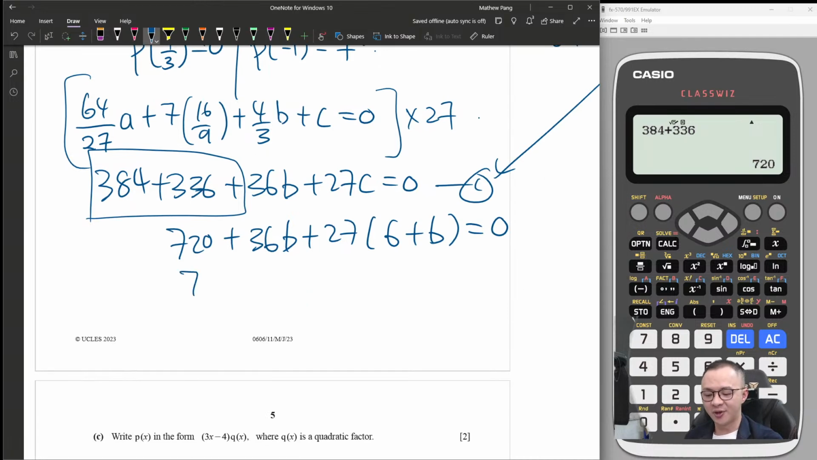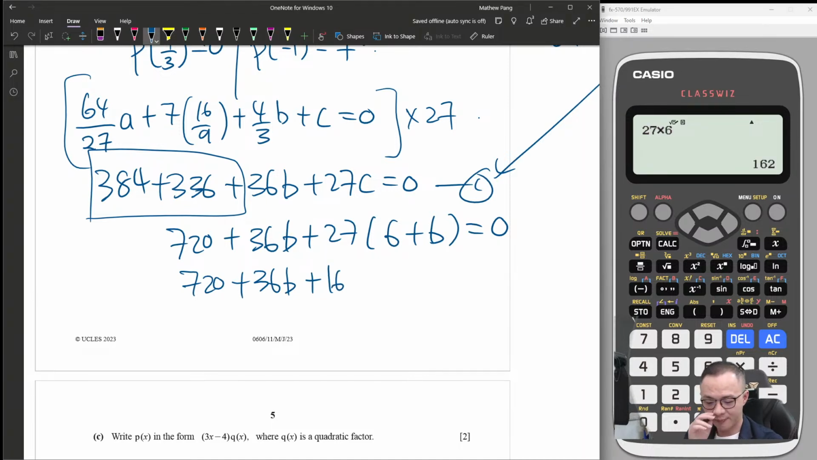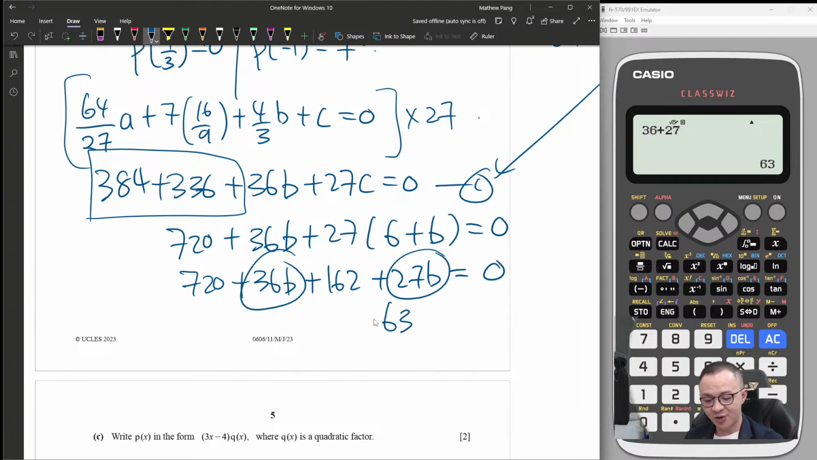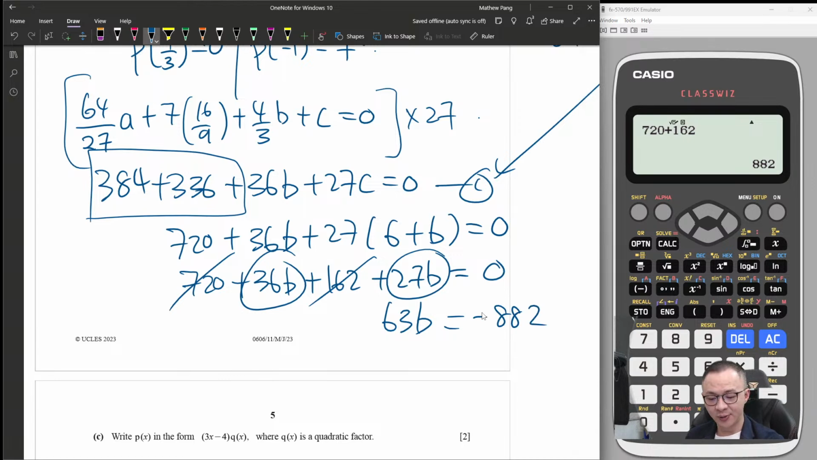Yeah, we need to solve this one, using the laws of algebra basically. 27 times 6, 162, plus 27b equals 0. This one plus this one, 36 plus 27, 63b. Then these two numbers move to the other side. Negative 720 minus 162 is negative 882, divided by 63. b equals negative 14.